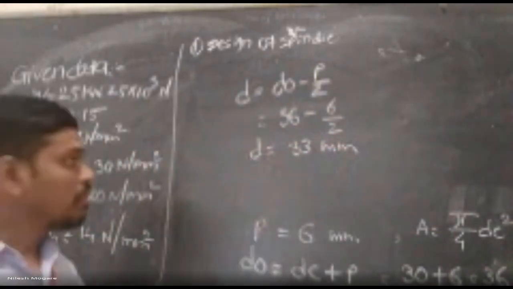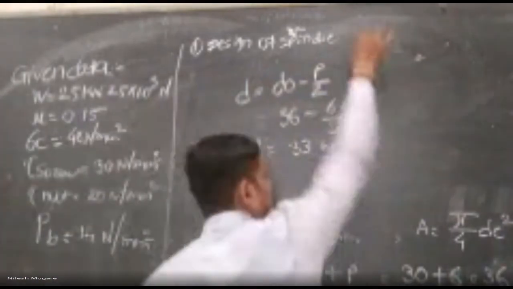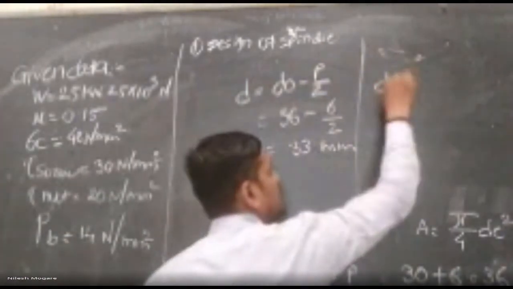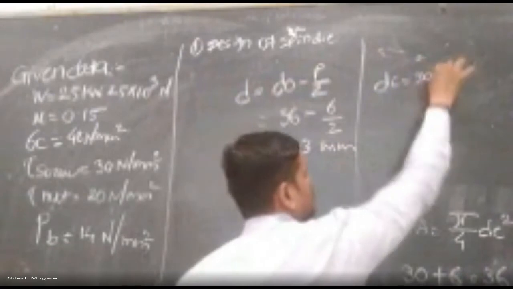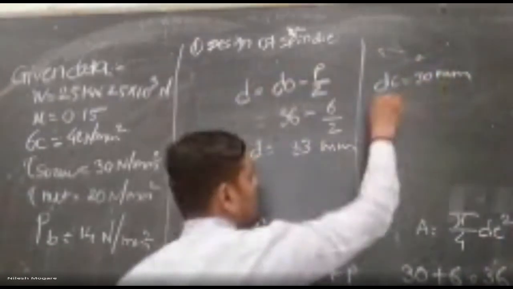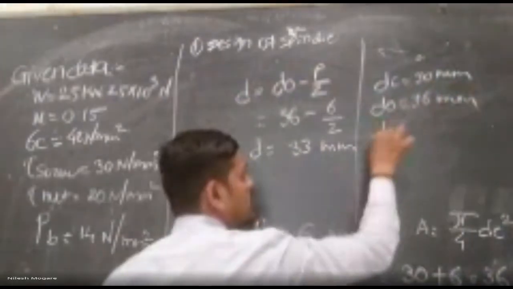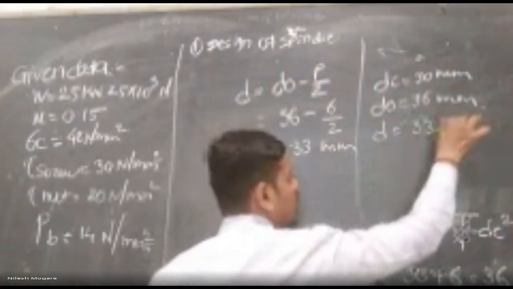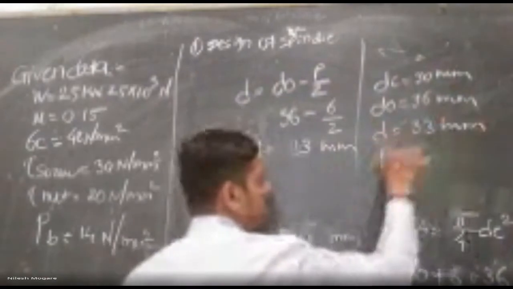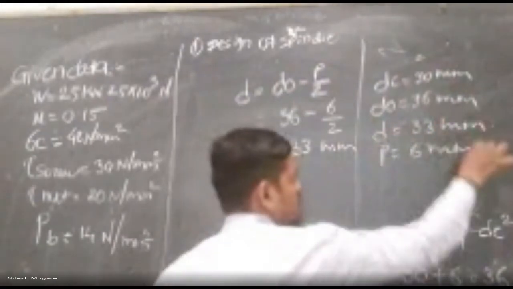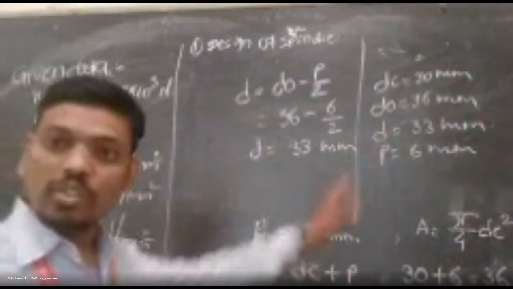So hence we found all the diameters. Yesterday we also found that DC equals 30 mm, the core diameter, DO is 36 mm, mean diameter D equals 33 mm, and the value of pitch is equal to 6 mm. So this is our step number 1.